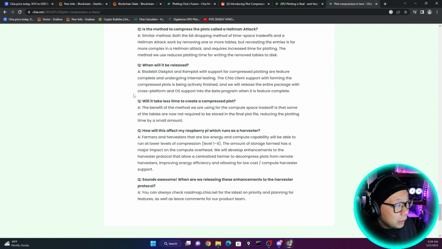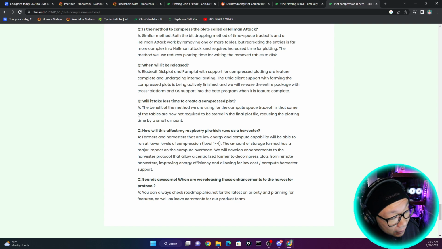When will it be released? BladeBit disk plot and RAM plot support for compressed plotting are feature complete and undergoing internal testing. The Chia client support for farming the compressed plots is being actively finished, and we will release the entire package with cross-platform and OS support in the beta program when it is feature complete. Feature complete? Okay.